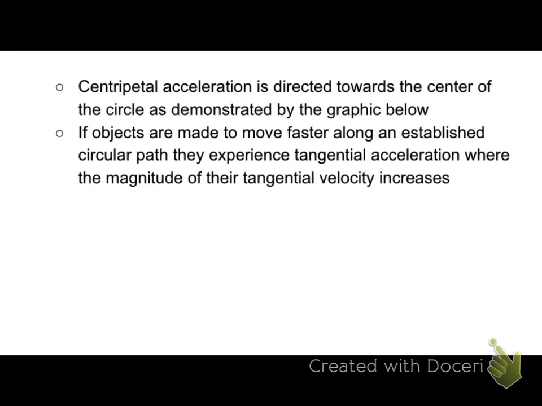Centripetal acceleration is always directed towards the center of the circle, and I'm going to demonstrate why using the graphic that's on your notes. If objects are made to move faster along an established circular path, then they will experience tangential acceleration, where the magnitude of their tangential velocity also increases. So they can experience centripetal acceleration, which is usually just from changing direction, and then they will experience tangential acceleration if you make them go faster. Does that make sense?